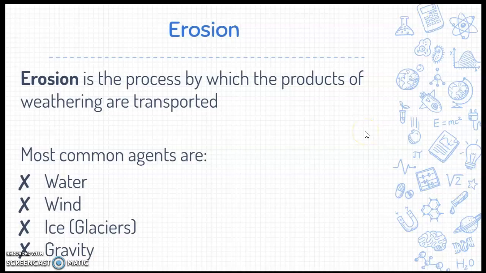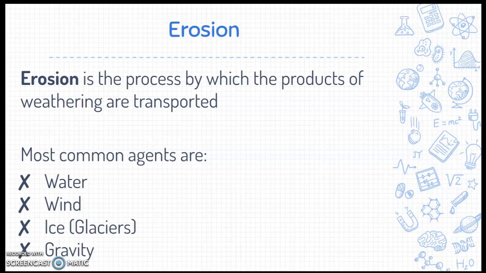So, as I just said, here are the four types of agents for erosion: water, wind, ice, and gravity. Erosion, by definition, is the process by which the products of weathering are transported. We've already talked about weathering. Back in our last week, we're still continuing that lab in class with mechanical and chemical weathering, which we still have a lot to do and accomplish.